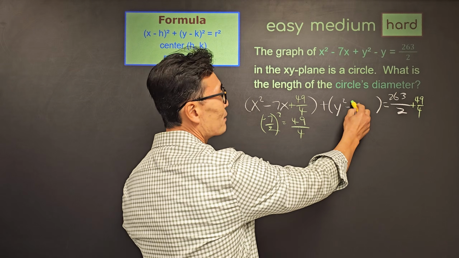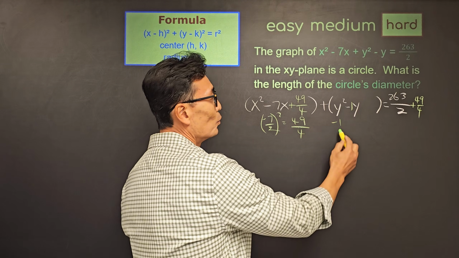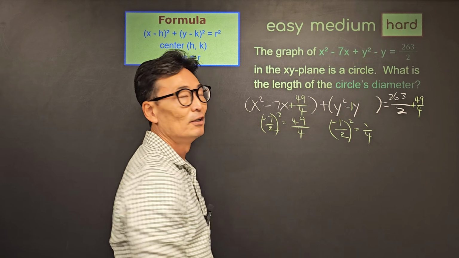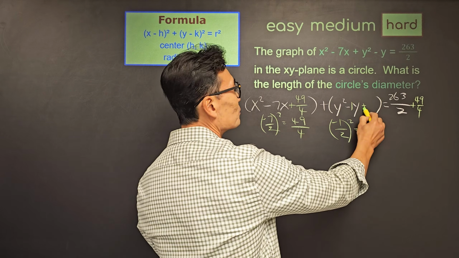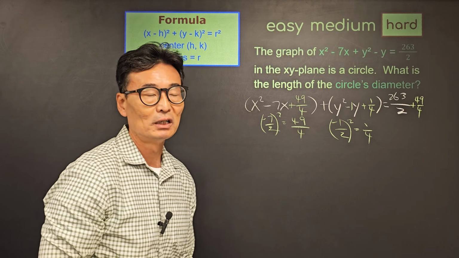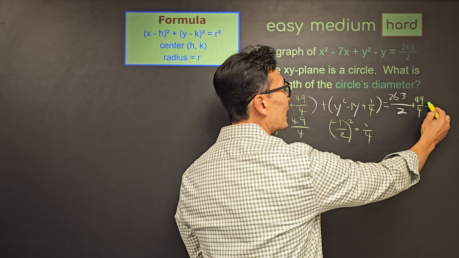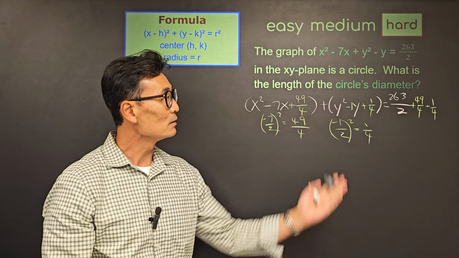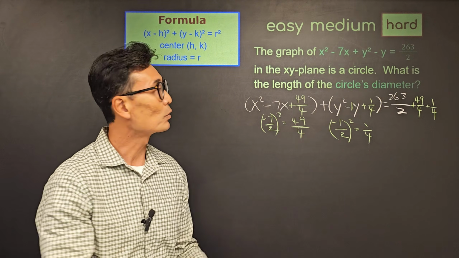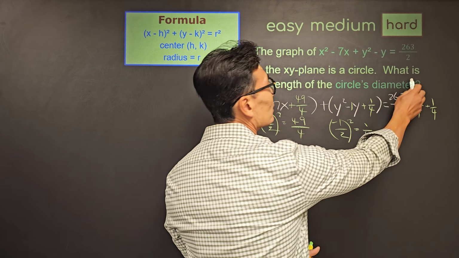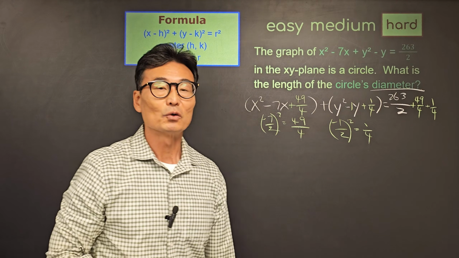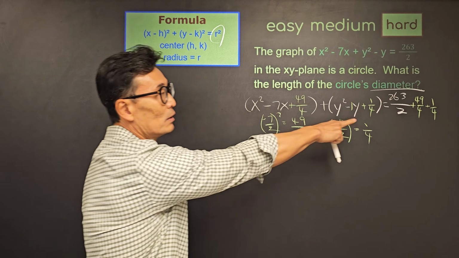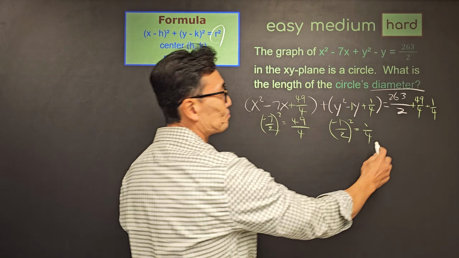Same thing, we have a coefficient of negative 1. We'll divide that by 2 and square it, which will give us 1 over 4. And that's what we're going to put in here, 1 over 4. On the right side, we need to go ahead and add 1 over 4 as well. The left side, we don't care. Remember, we're only looking for the diameter of the circle. In order to find the diameter, we need the radius. And remember, it's r squared on the right side.